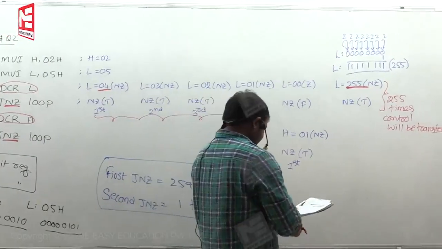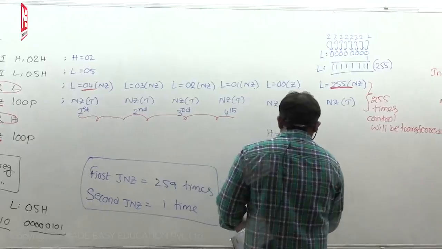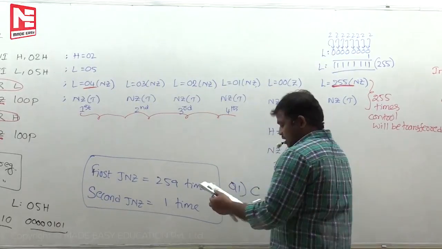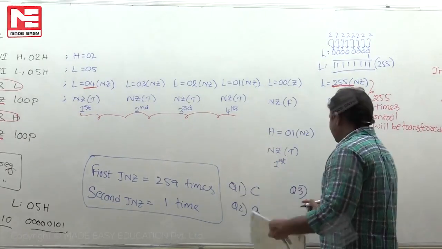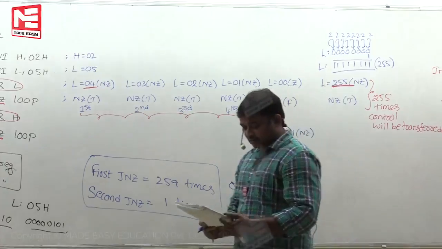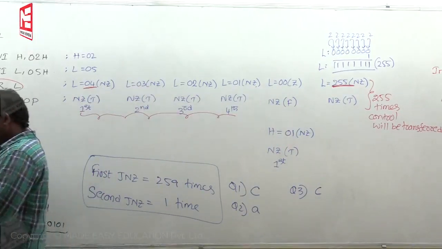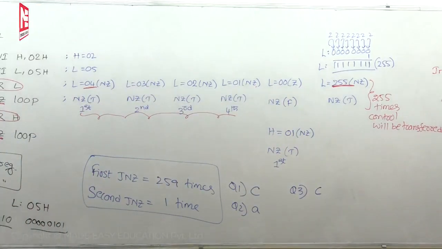Then question 3: the most relevant addressing mode for position independent code. Answer is C, relative addressing mode. It is a conceptual question. Read the concepts which I explained in the regular class, present in the running notes. Okay, right, copy it.